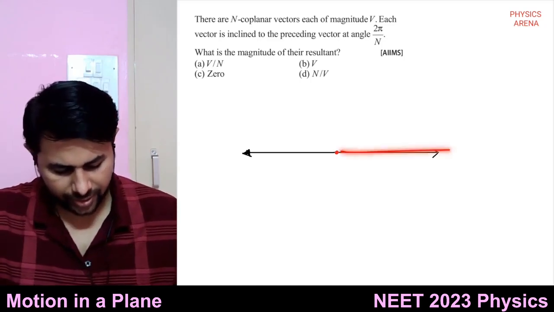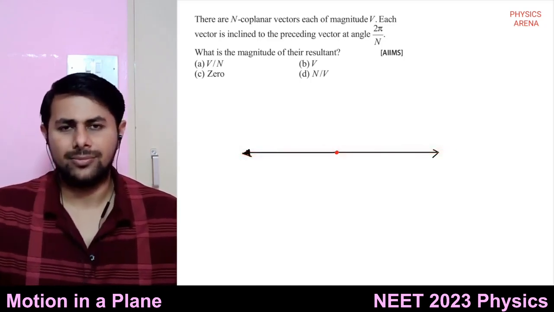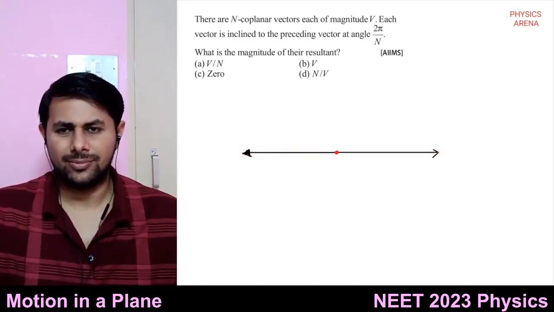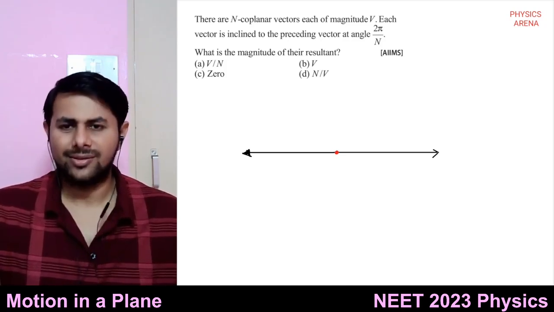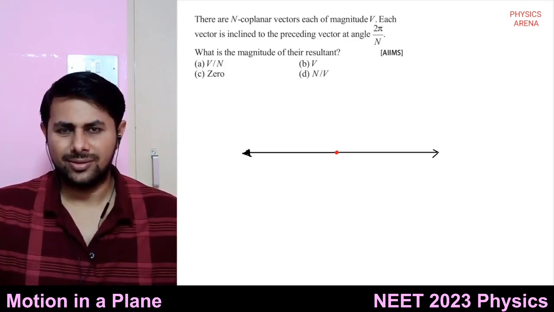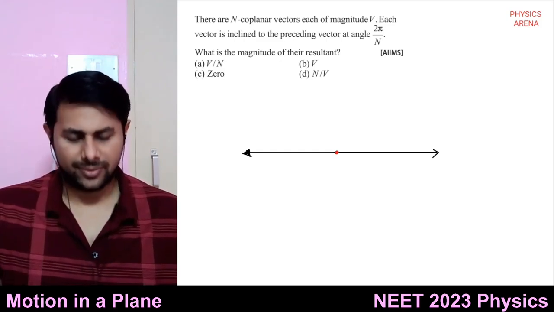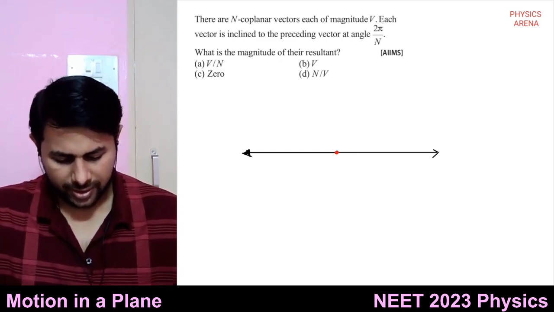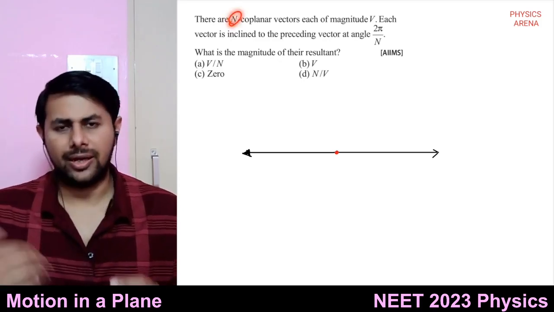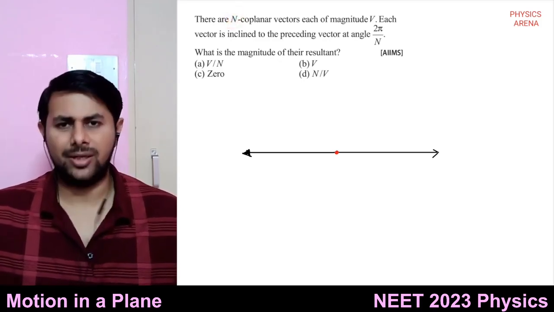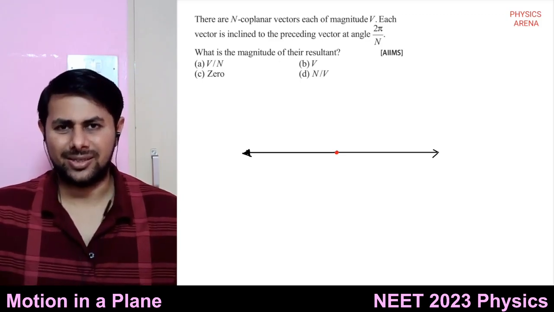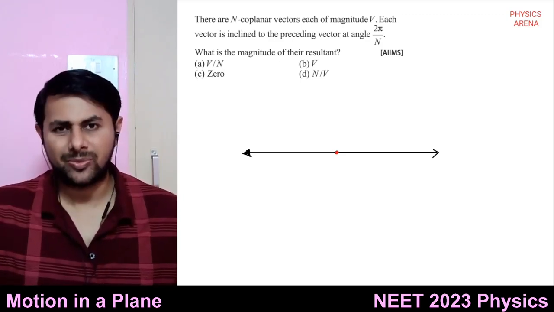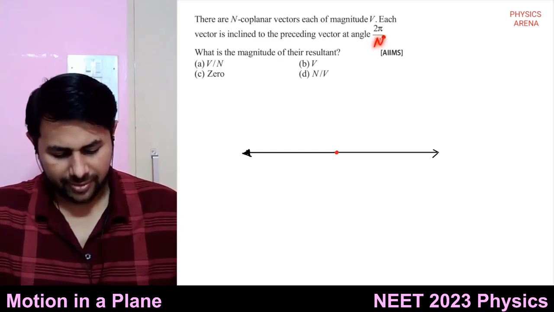Okay, so what is the resultant of these two? 0, right? Okay, so the resultant is 0. So see here, they are saying you take n coplanar vectors. Okay, if we can't imagine, we can draw a picture. We should always start with the simplest possible thing. And what is the simplest possible case here? It is n equals 2.